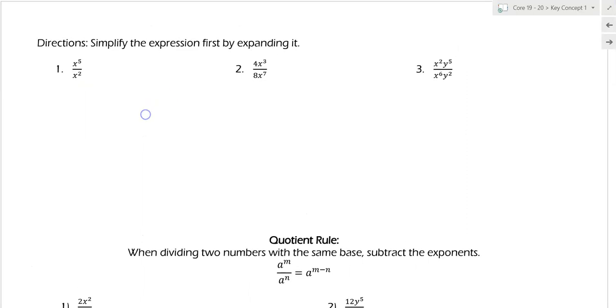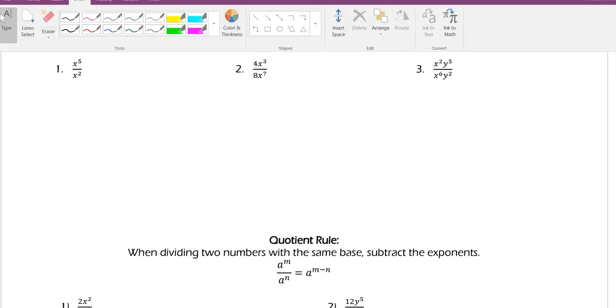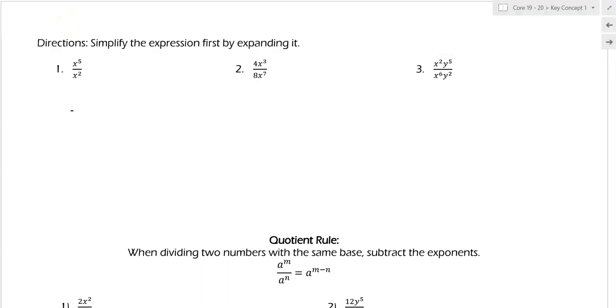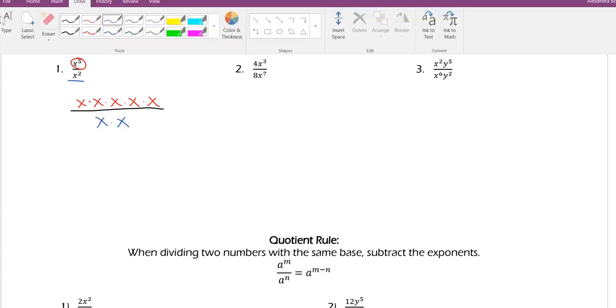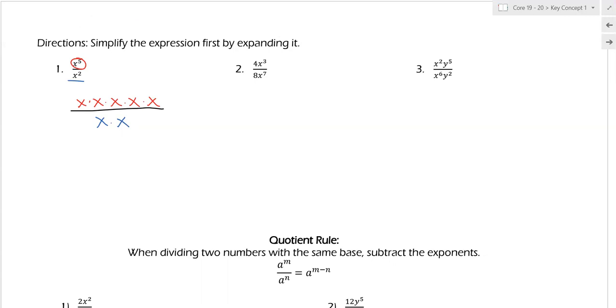We're also going to do division. Division is very similar. We're also going to start by expanding our problems first, okay? So here on top, I have x, 1, 2, 3, 4, 5, 5 x's, and on bottom I have 2 x's. What happens when I have the same thing on top and on bottom?